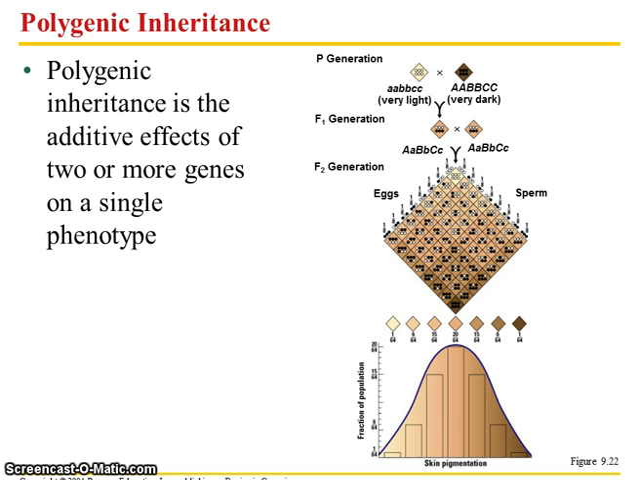Polygenic inheritance, on the other hand, is multiple genes affecting one characteristic. For example, skin color. So there's a very wide range of pigmentation levels, the amount of melanin that your skin makes, from very light to dark. And that's based on several genes together.